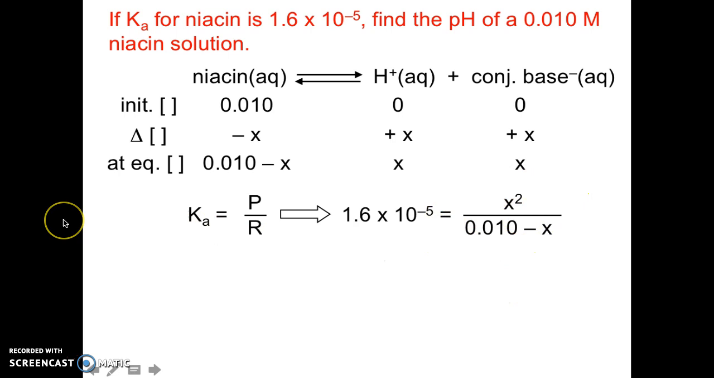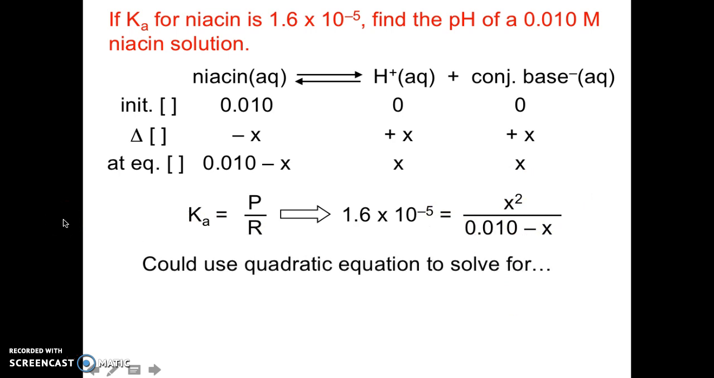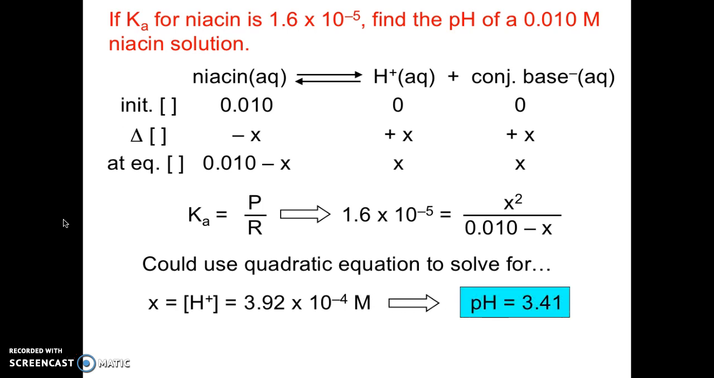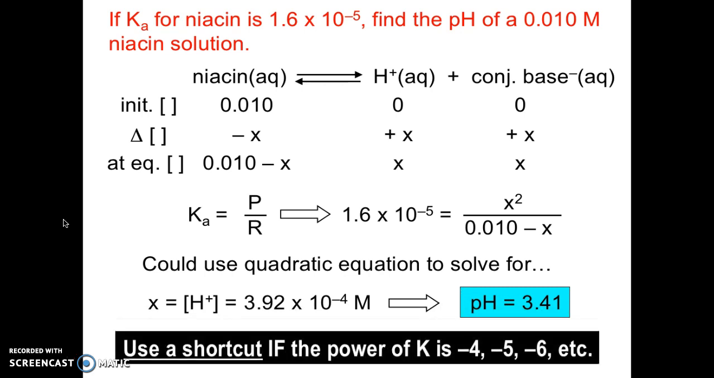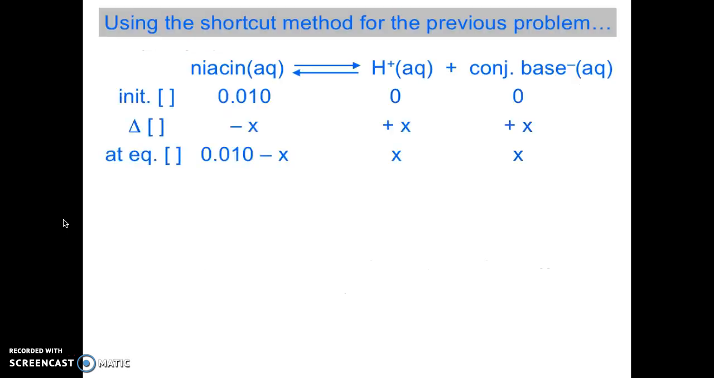And that's just super messy, and nobody likes to work with that. But we could solve it using the quadratic. And so what we would get is something that looks like this: 3.92 times 10 to the negative fourth. Okay? What that equals for a pH, you know how to calculate this. It's 3.41. Now, if the power for your K is -4, -5, -6, you can actually use a little shortcut, and I'm going to show you how to do that right now.